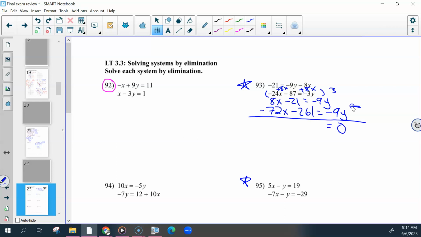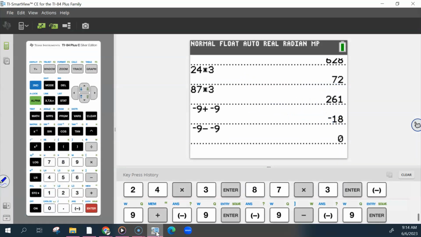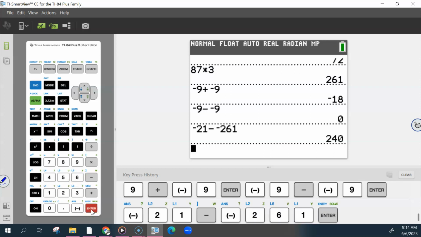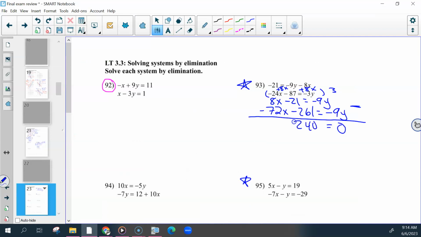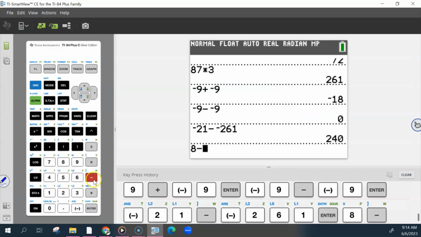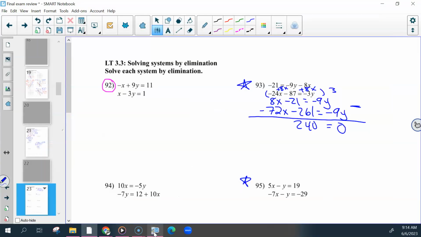-261 minus a -261 would really be adding. So +240. And then 8 minus 72 would be negative something. And then we would just solve for x. Get rid of 240. And divide both sides by -64.